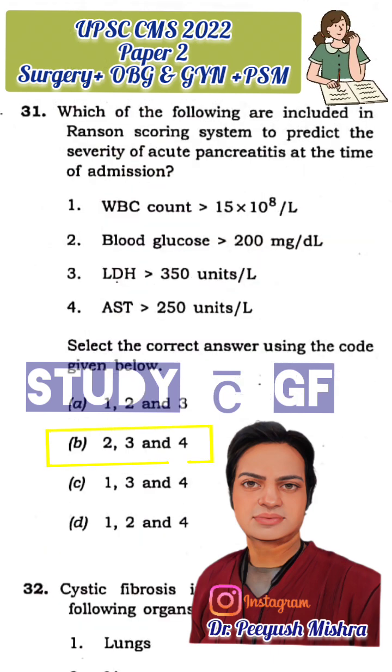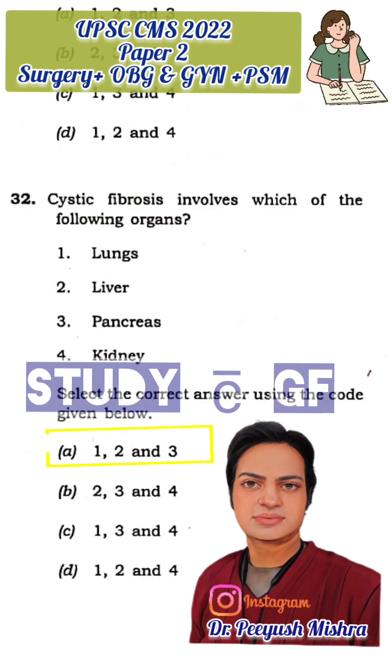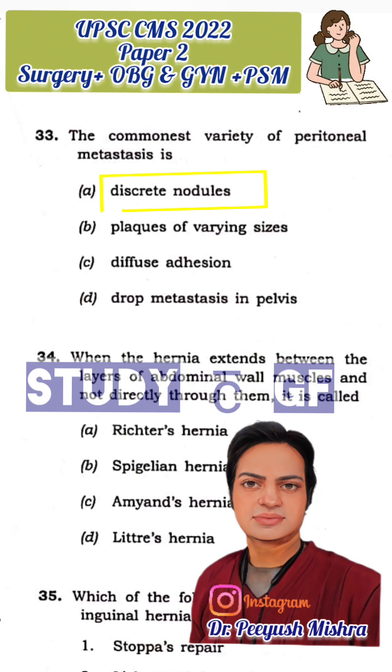Which of the following are included in Ranson scoring system to predict the severity of acute pancreatitis at the time of admission? Blood glucose greater than 200 mg per deciliter, LDH greater than 350 units per liter, AST greater than 250 units per liter. Cystic fibrosis involves which of the following organs? Lungs, liver, pancreas. The commonest variety of peritoneal metastasis: discrete nodules.